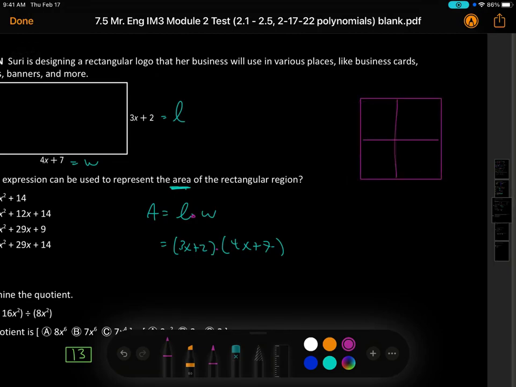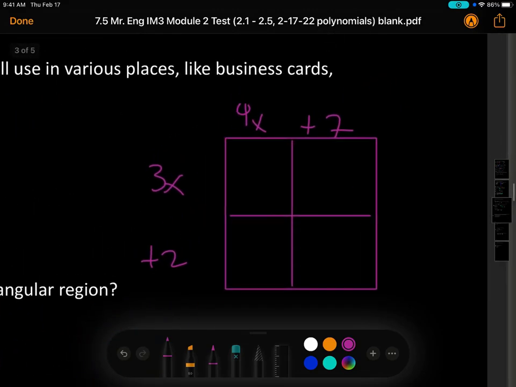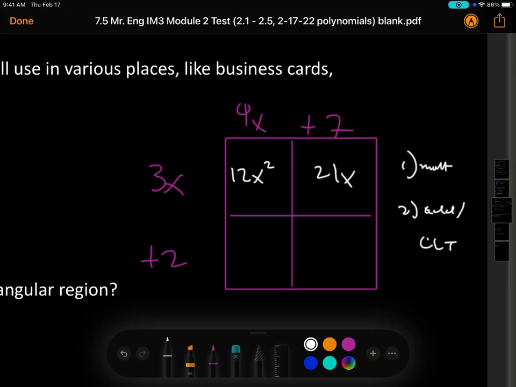This is called the area model. And hopefully you're using it because it's very similar to what we've been doing when we were learning to factor. We're going to multiply first, and then we're going to add or combine like terms. So I get 12x squared. 3x times 7 is 21x. 2 times 4x is 8x. And 7 times 2 is 14.